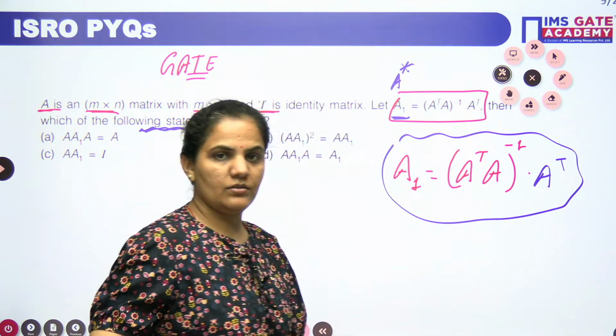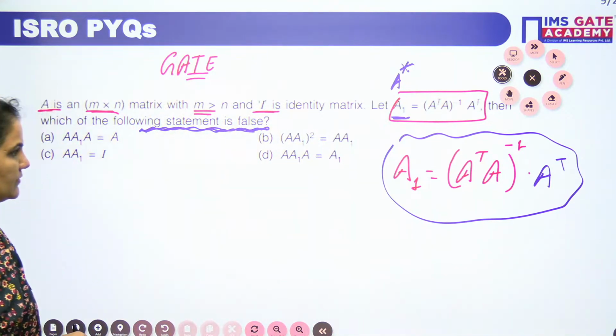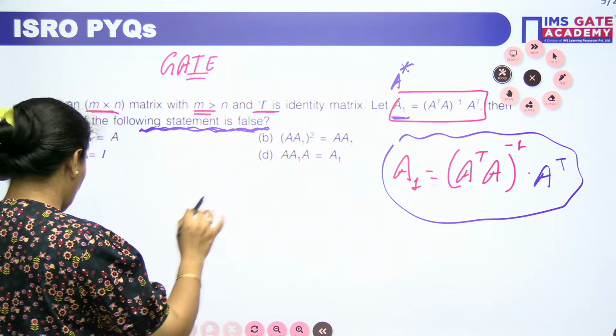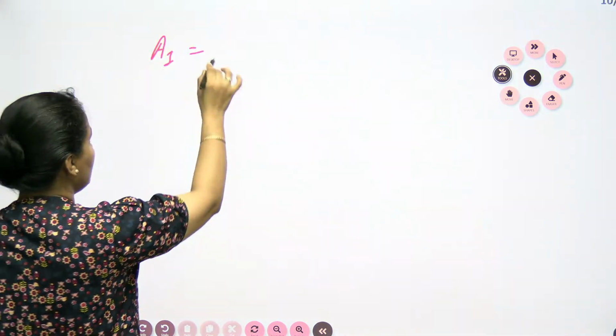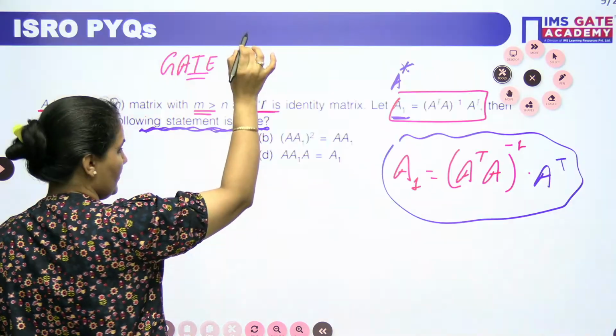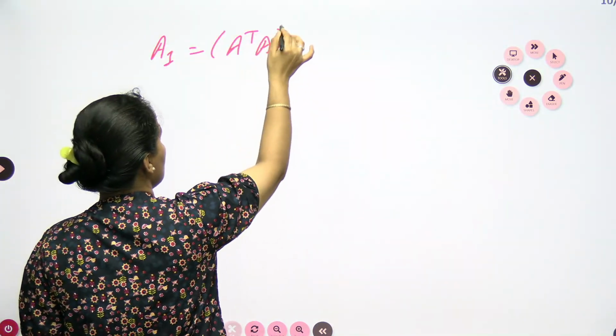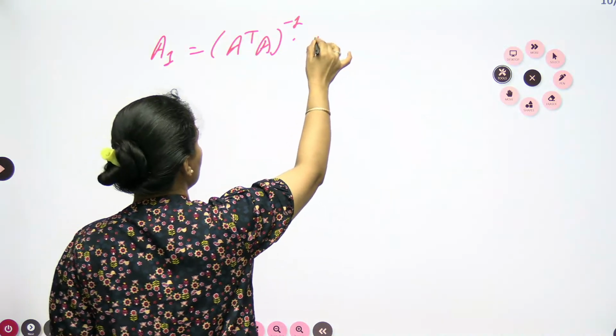Let's go for it. This is a very simple question we can approach. We can see here A1 is given. First of all, I will simplify this A1 so that we can easily approach each and every option. A transpose A whole inverse multiplied with A transpose.